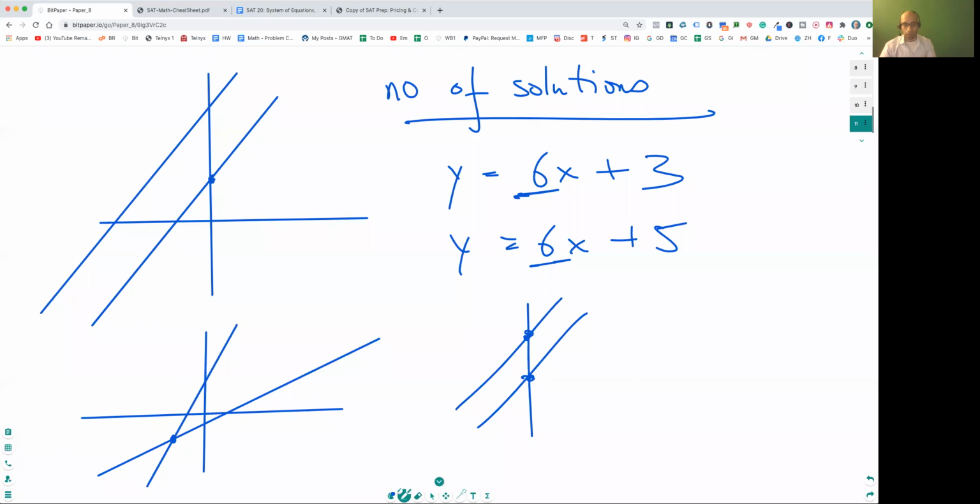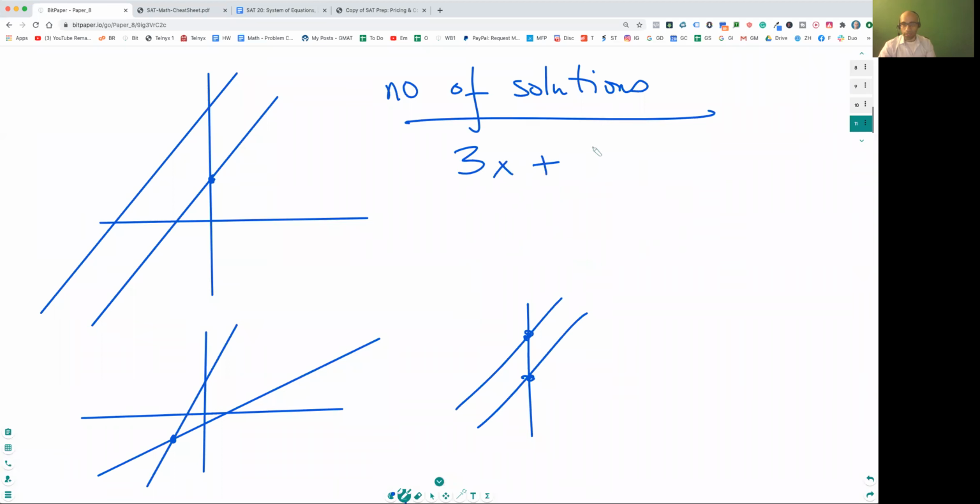Now another one. What if the two lines are... and remember, all you've got to do is find the slope and the intercept, right? So it could be some strange line like this. Now this is a bit complicated, but try it. I think you can get it.